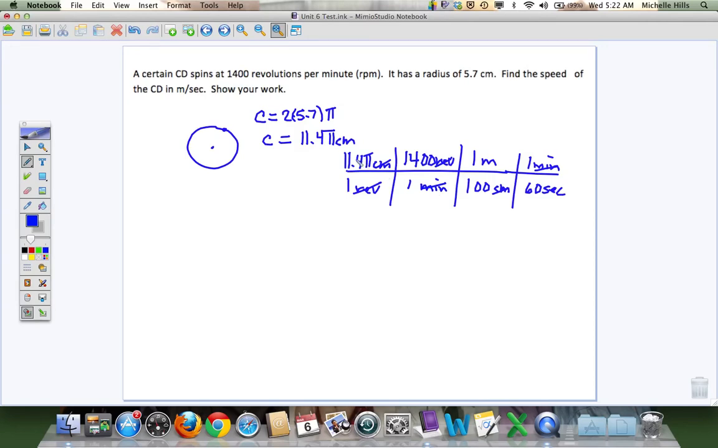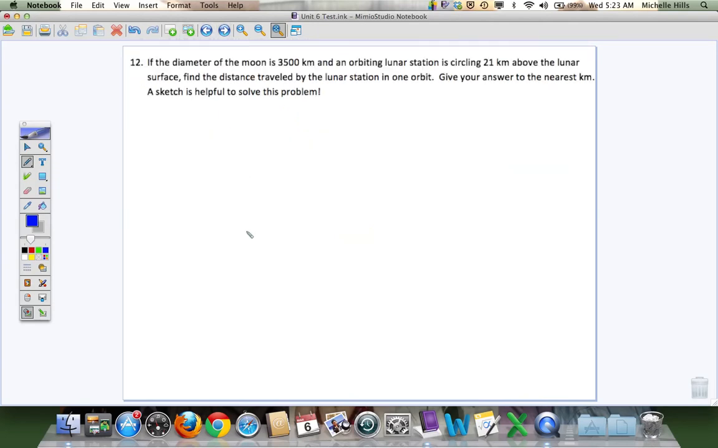So then I'm going to take 11.4, and this didn't say leave in terms of pi. It actually, in the directions above, said to give my answers to the nearest tenth. So 11.4 times pi times 1,400, and then divided by 100 and divided by 60, and I end up, to the nearest tenth, with 8.4 meters per second is the speed of a point on the edge of the CD.